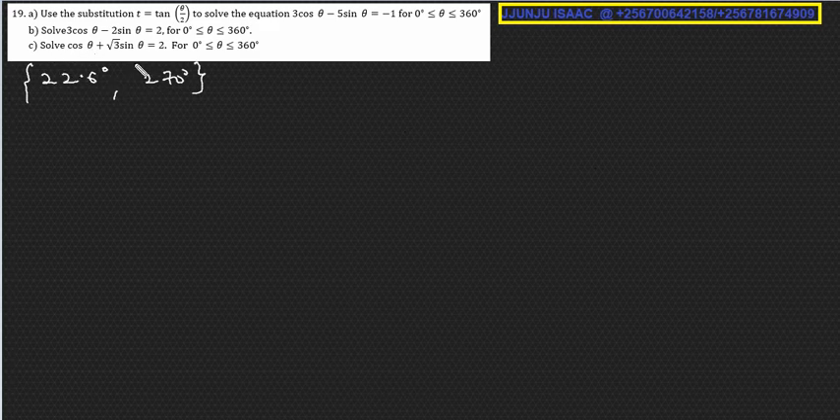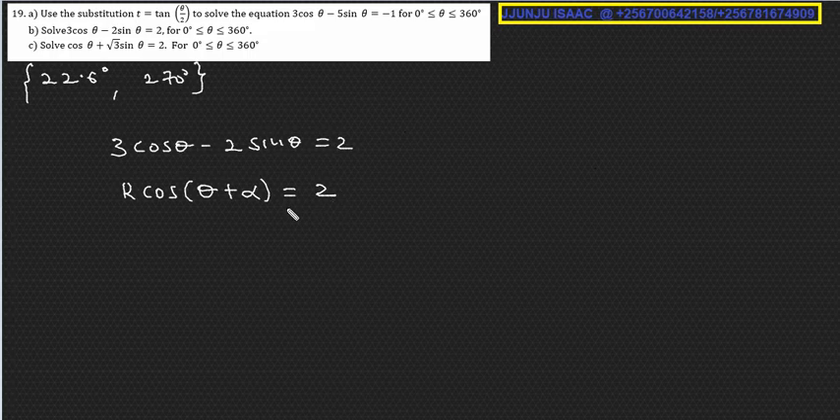So for the other formula, we have 3 cos theta minus 2 sin theta equal to 2. So I'm going to use R cos(theta plus alpha) to be equal to 2. That is, I'm going to transform this left hand side into this form.